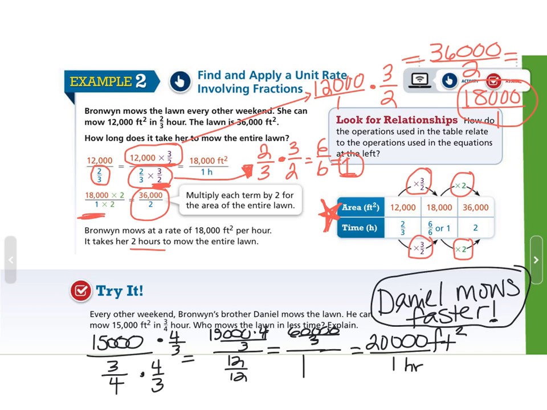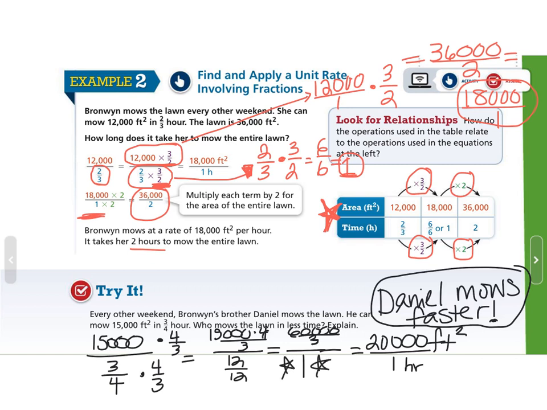All right, so go ahead and take a moment and take a look at the work. First thing I did was set up a ratio of 15,000 square feet in 3/4 of an hour, and then I went for the unit rate. So the unit rate would be to multiply both parts of that ratio by the reciprocal fraction, which is 4/3. And when you do 3/4 times 4/3, you get 12/12. So the denominator ends up being 1/2.